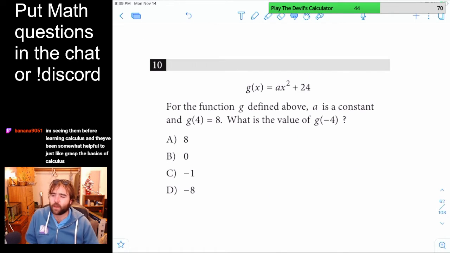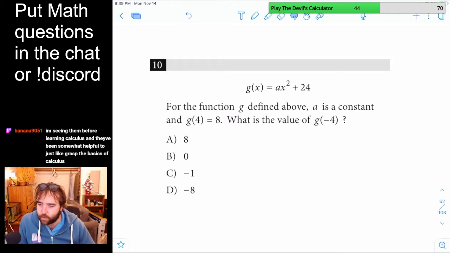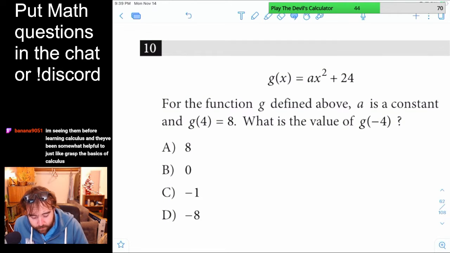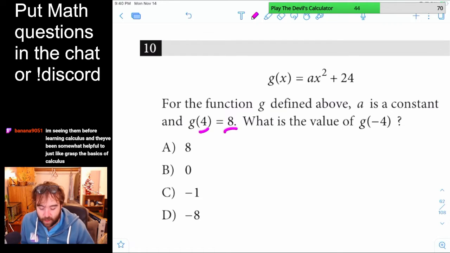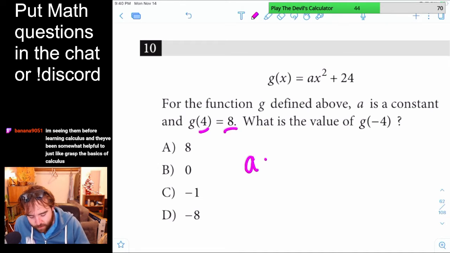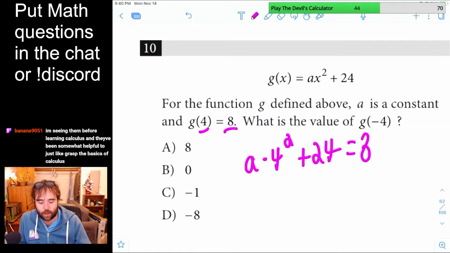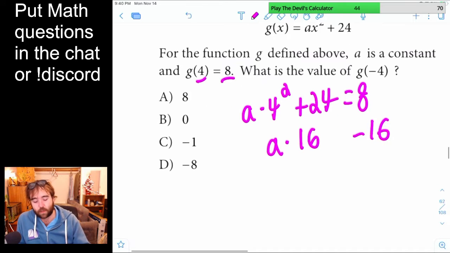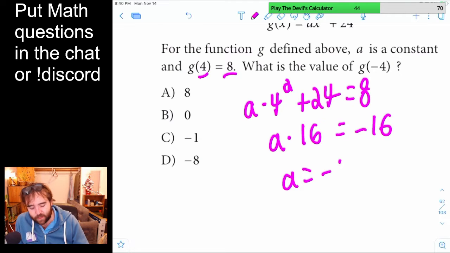So this problem is interesting because, like many SAT problems, there's kind of a shortcut way and there's kind of the real long way. So let's do the real long way first. What's the real long way? Well, we can do it just like we did the last one, because it's the same way. They give us the x value and they give us the y value. We can go find the a value. So we can say that a times 4 squared plus 24 gets us 8. Then we can solve for a. To solve for a, we're going to subtract 24 from both sides. So that's negative 16. And then 4 squared is 16. So when we divide by 16, we see that a is negative 1.